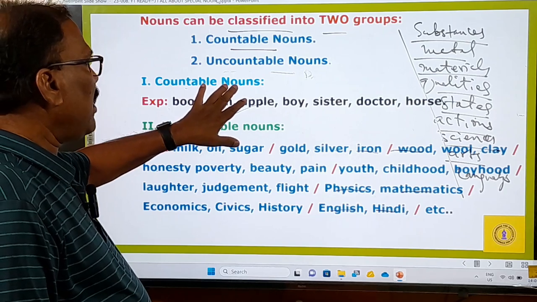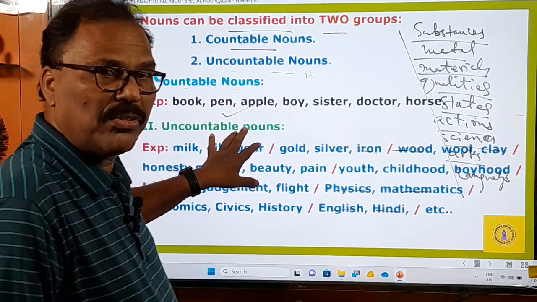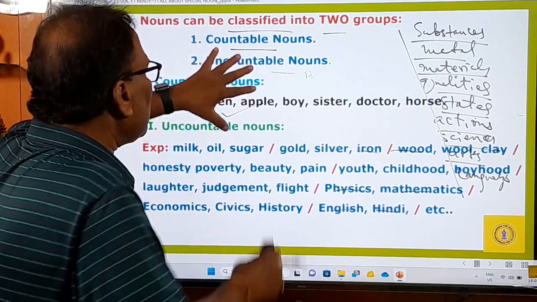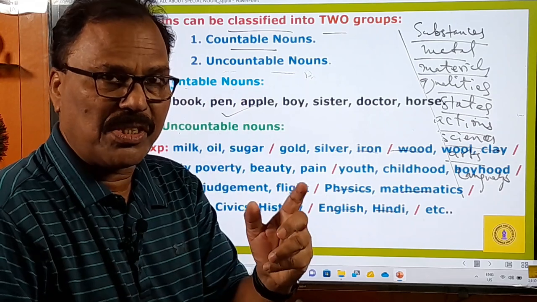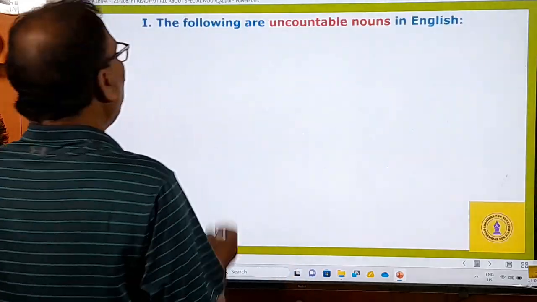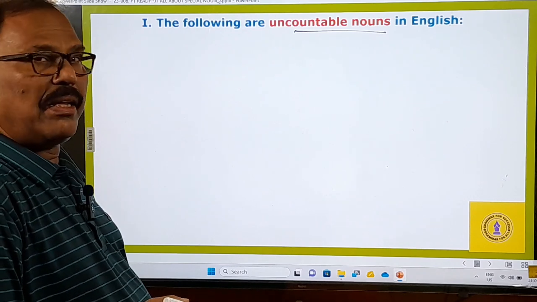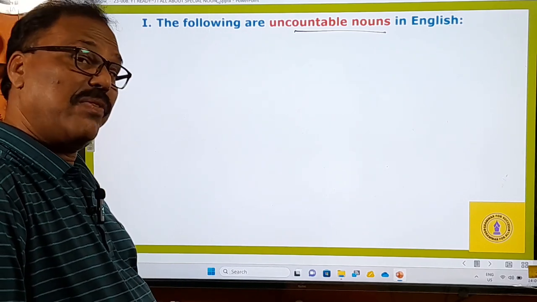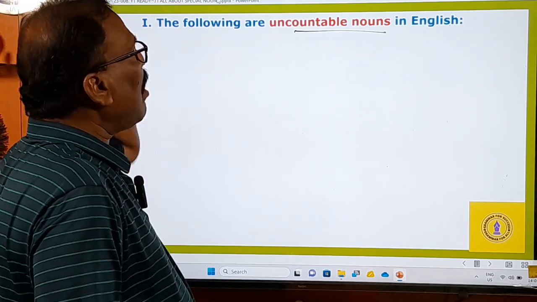Countable nouns can be counted and therefore they have plural forms. And uncountable nouns cannot be counted. Therefore, they do not have plural forms. This is the basic idea one must have about nouns. The following are uncountable nouns in the English language.